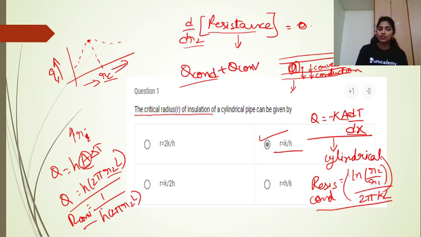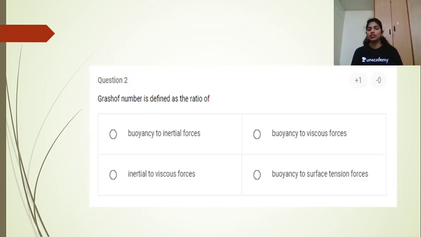But don't confuse r2 with r1. Here r2 is variable and r1 is constant, because the pipe radius is already fixed. But we will be varying the radius of insulation to know whether at this point we are having the critical point or not. So r2 is variable and r1 is constant. By using differentiation, you will be able to solve this question very easily. Okay, so second question.